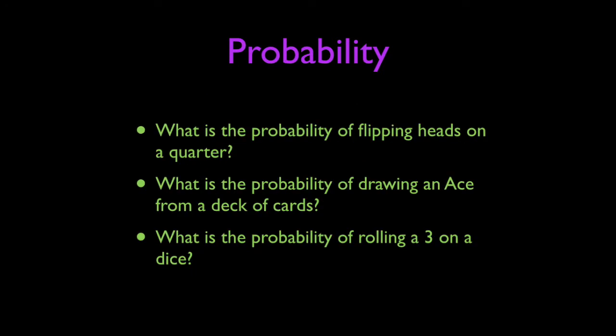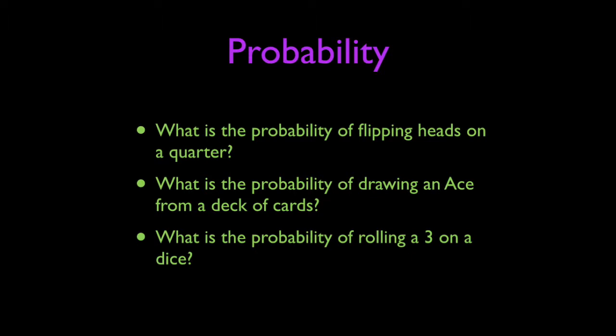So some practice problems. Probability is something you do in math. You've been doing math for quite a while, but here's just some basic problems. What is the probability of flipping heads on a quarter? Well, we have two sides on a quarter. So how many of those sides are heads? One. 1 out of 2. You've got a 50% chance of getting heads. Doesn't mean that if I flip the quarter twice, one of them is going to be heads. It just means I have a 50% chance of getting heads.